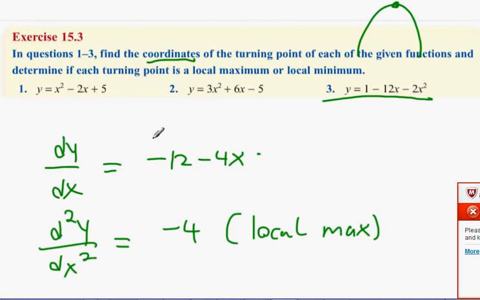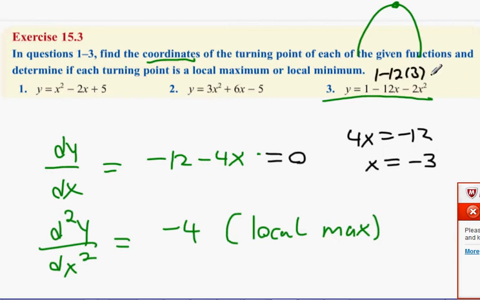We didn't, however, find the coordinates. For the coordinates, the first derivative equals 0. Then we find out that 4x equals minus 12, x equals minus 3. Find the y value. How do we find the y value then? 1 minus 12 times 3 minus 2 times 3 squared. It's going to be minus 36 minus 18. What's minus 36 minus 18? Minus 54 plus 1. Minus 53.